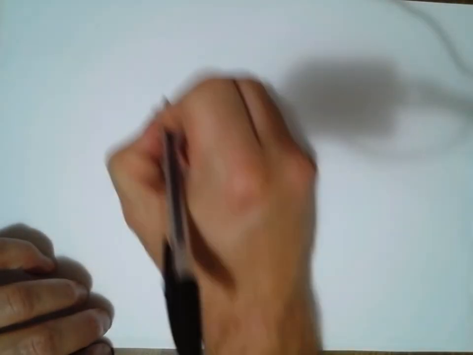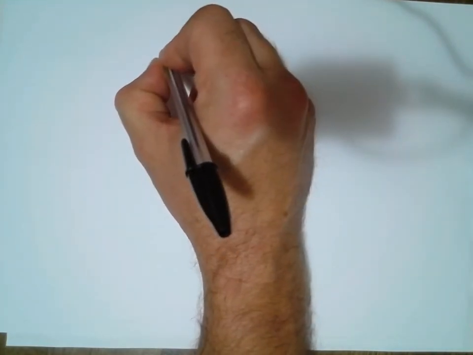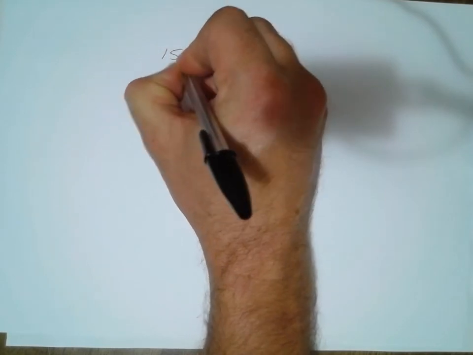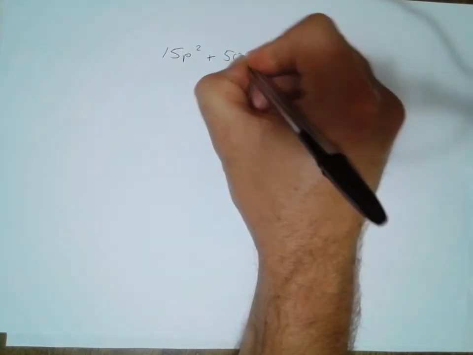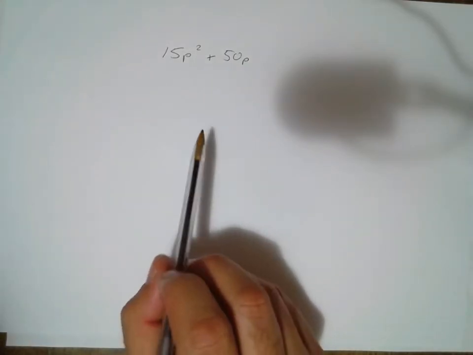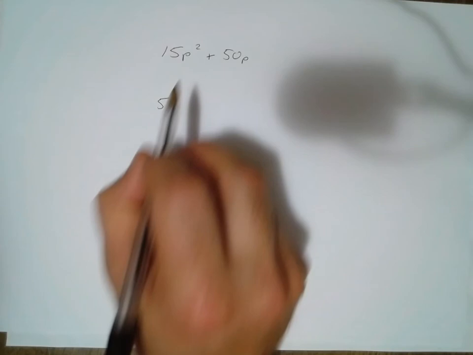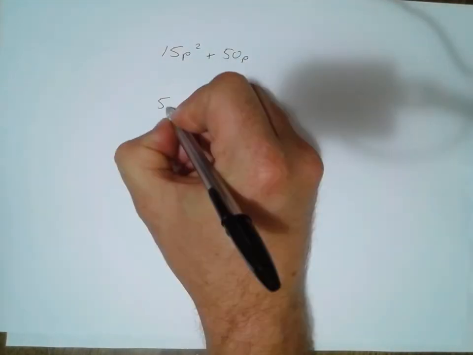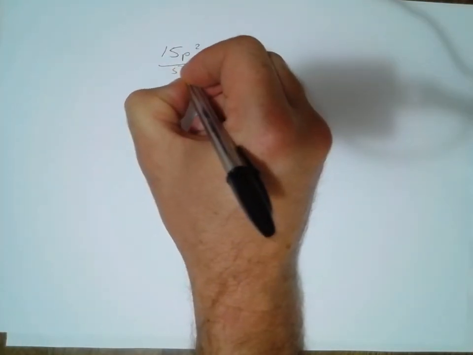Later on, if you really want to give yourself a challenge, you won't be needing to do this in year 8, but you could throw in some letters. You'll get to the point where you have something like, let's say, 15p squared plus 50p. You look at that one and go, I know that 5 is going to be my highest common factor, but I can also see a p in both of them. So p is a common factor. So I divide this one by 5p.